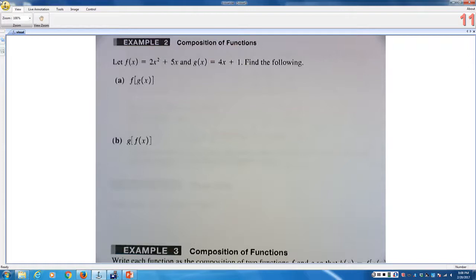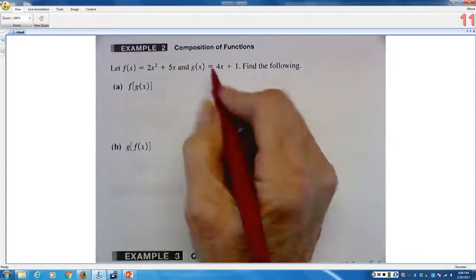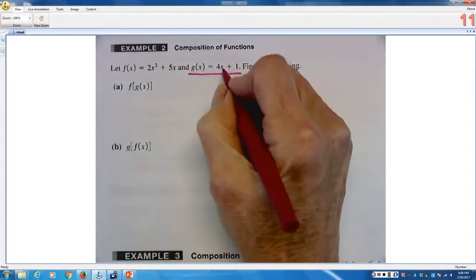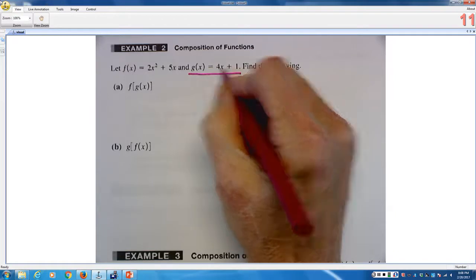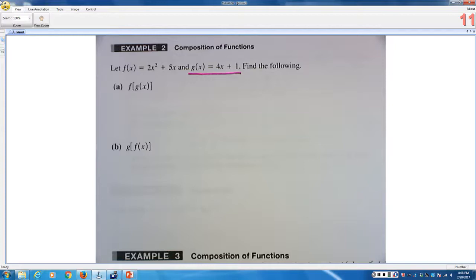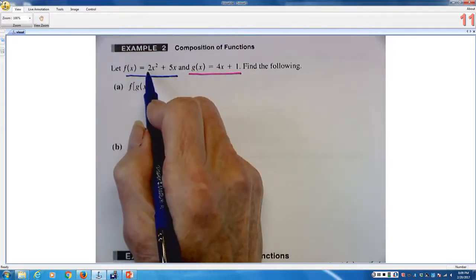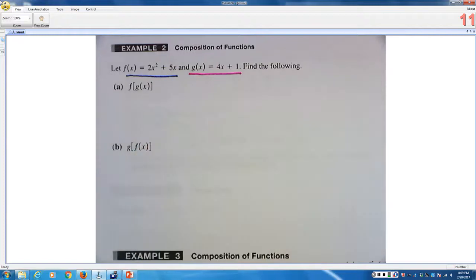Okay, here's another example. If f of x is equal to 2x squared plus 5 times x, and g of x is equal to 4x plus 1, find f of g of x. Now remember, g's job is to take whatever you put in it, multiply it by 4 and add 1. f's job is to take whatever you put in it, square it, multiply by 2, and add 5 times what you had to start with.